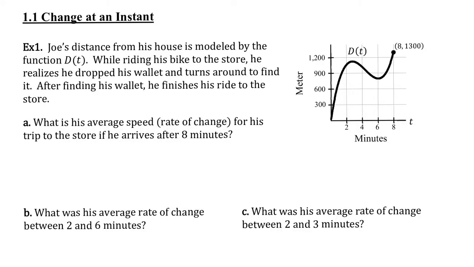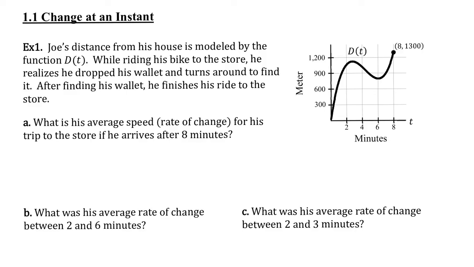Okay, in 1.1, we're going to start talking about rate of change. In calculus, a lot of it will be rate of change, and can you measure the rate of change at an instant? Okay, so we're going to go ahead and look at this first function over here. It says Joe's distance from his house is modeled by the function d of t. While riding his bike to the store, he realizes he dropped his wallet and turns around to find it. After finding his wallet, he finishes his ride to the store.